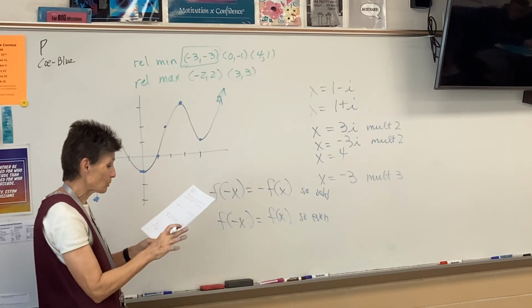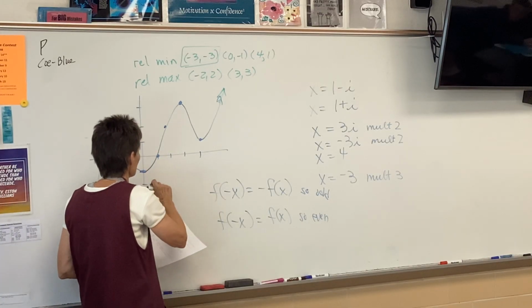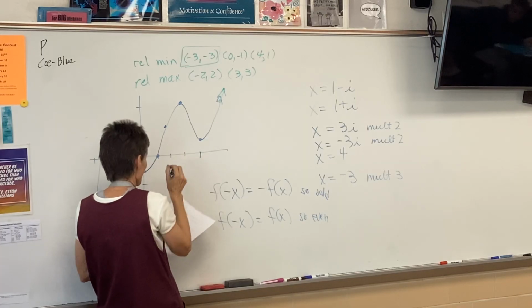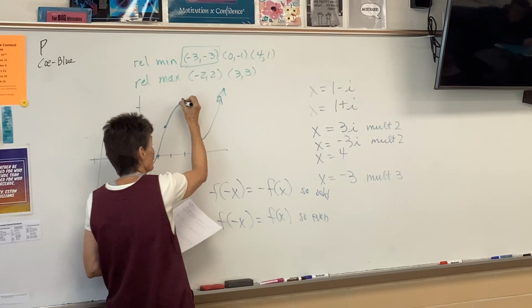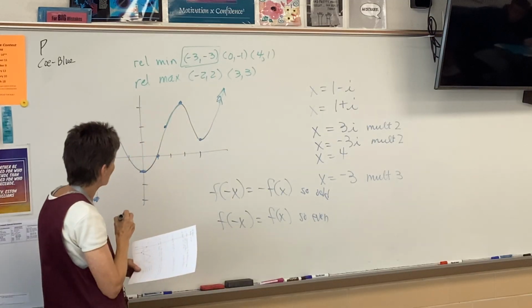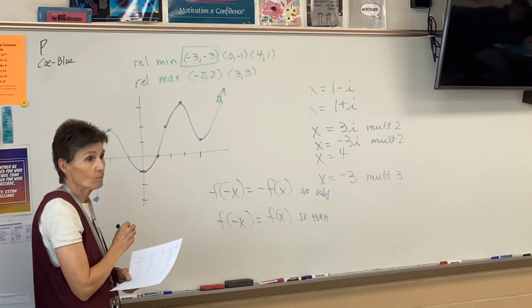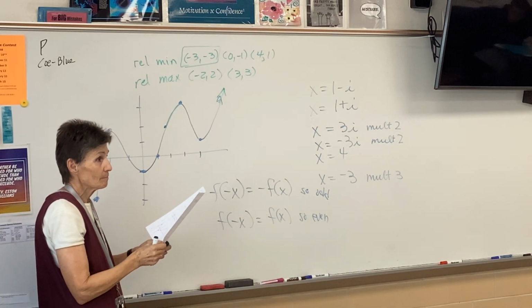Rate of change increasing or decreasing from 2 to 3. So from 2 to 3, those are x intervals. From 2 to 3, it's this part of the curve right here. What would you say about that? Concave down. So therefore, the rate of change is decreasing.